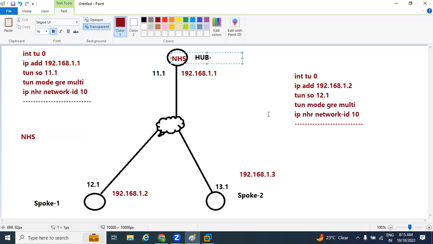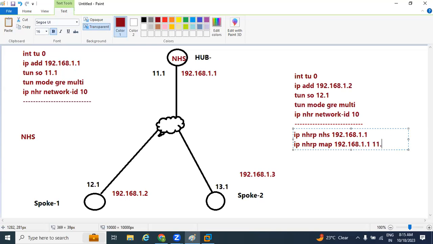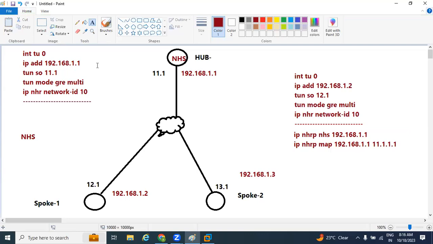So what do we have to define here? We have to define the NHS. Who's my NHS here? So IP NHRP NHS 192.160.1.1. How to reach it: IP NHRP mapping 192.160.1.1 to 11.1.1. This mapping is needed only on the spoke. Yesterday, I was doing the mapping on the hub as well for the spokes, but today that is not needed.